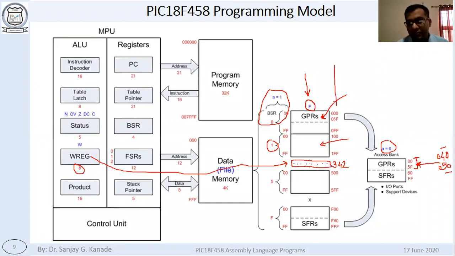It is an address. You can see these are addresses of the data memory and the value of W is being copied to this address. We wanted to copy to somewhere in data memory, specifically to 342. So we created the address 342 and only copied this value there. Okay.